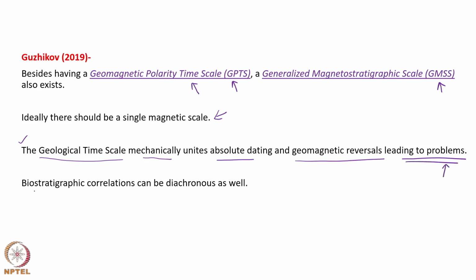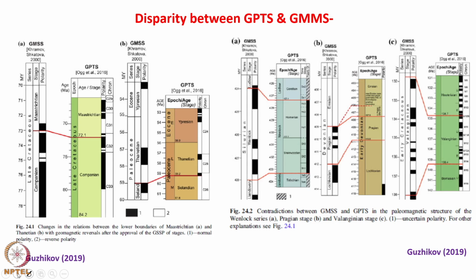I will be demonstrating also that biostratigraphic correlation can go diachronous, and this, along with the attempt to link with geomagnetic reversals, magnetic scales and absolute dating, sometimes creates trouble. I refer to the two scales GPTS and GMSS, and they sometimes do not match. So, there is a disparity and research goes on to make these two correlate as far as possible. Let us see what the differences are.